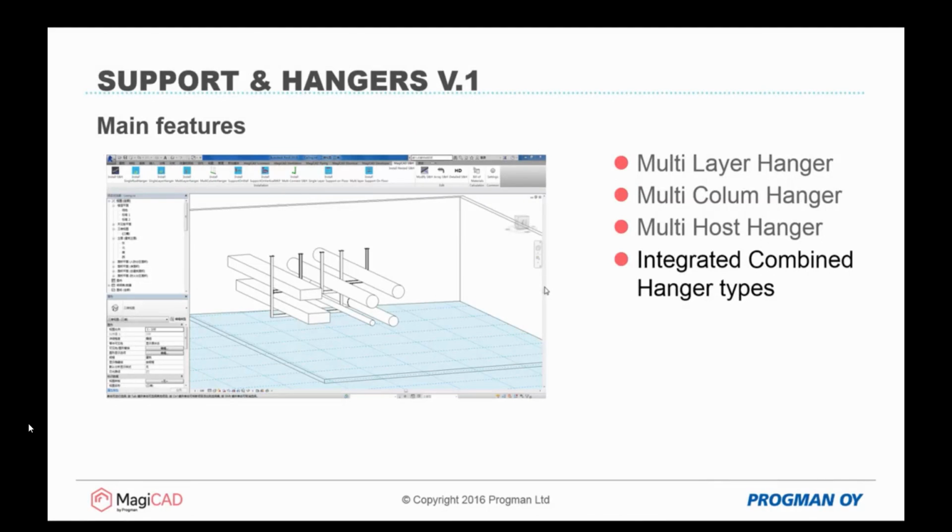All standard supporting hanger types are pre-configured and the user just selects which one to use. Multi-layer or multi-column hangers can be configured as well as multi-hosted supporting hanger types. A really powerful tool is the integrated hanger type. With that function, a user can attach one hanger type to another existing hanger and use that one as a host or part host for the complete assembly.